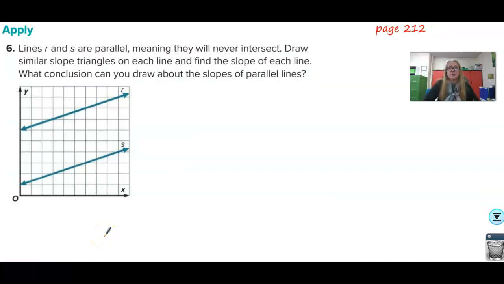Okay, lines R and S are parallel, meaning they will never intersect. Draw similar slope triangles on each line and find the slope of each line. What conclusion can you draw about the slopes of parallel lines? Well, what do you think you're going to find about the slopes of parallel lines? Slope measures how fast it is changing. Doesn't it seem like it would be the same? I think it would be the same. But let's check it out.